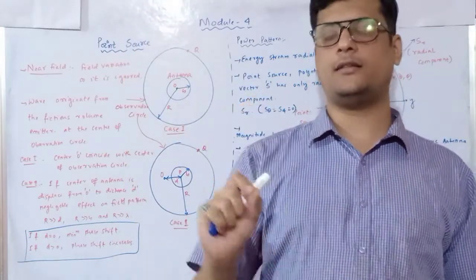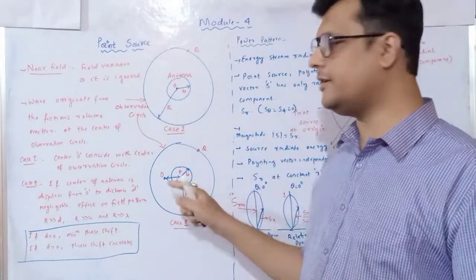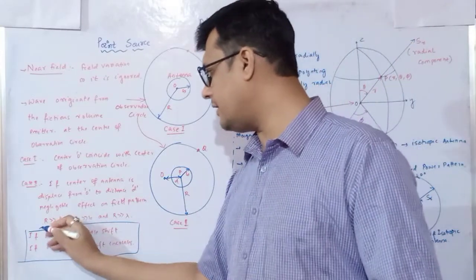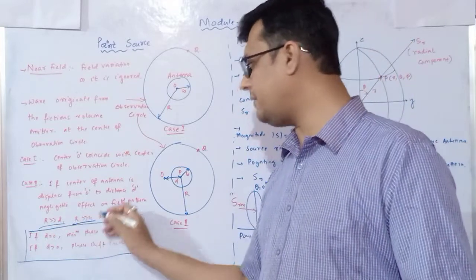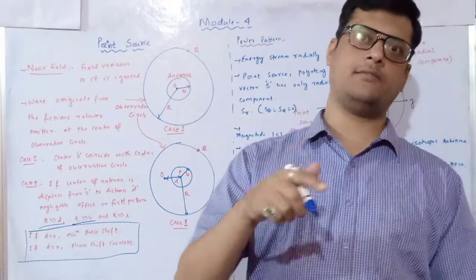I will put this Q in the far field region. So what must my condition be? For far field, R must be greater than D. That is the first. So R must be very much greater than D. Next, R must be very much greater than b, where b is this inner circle radius.